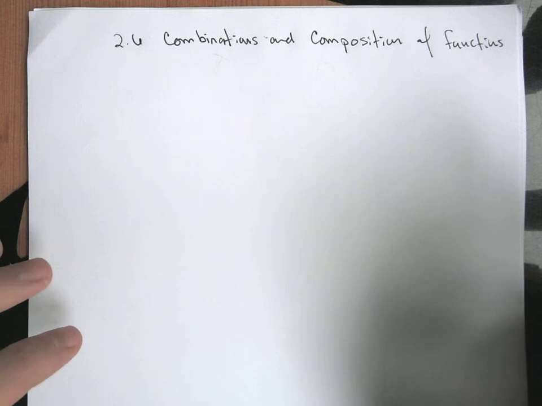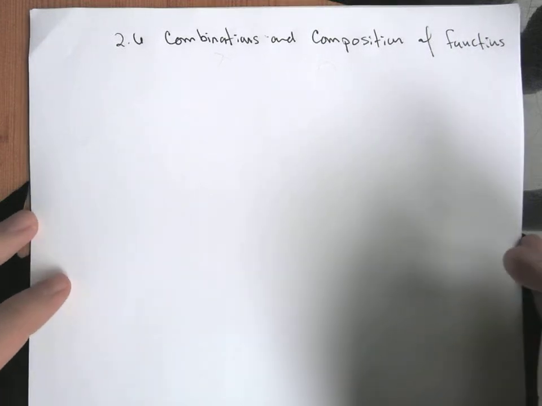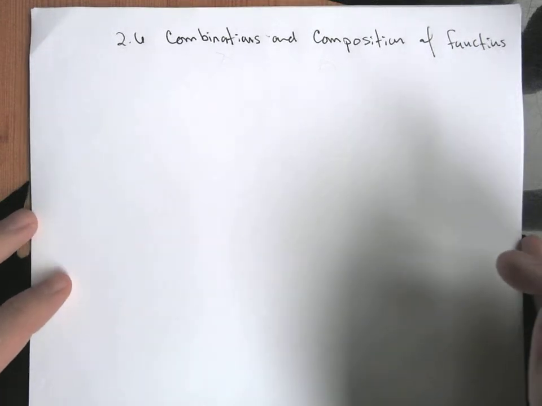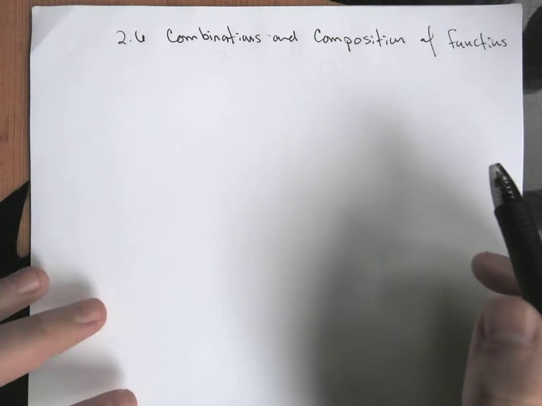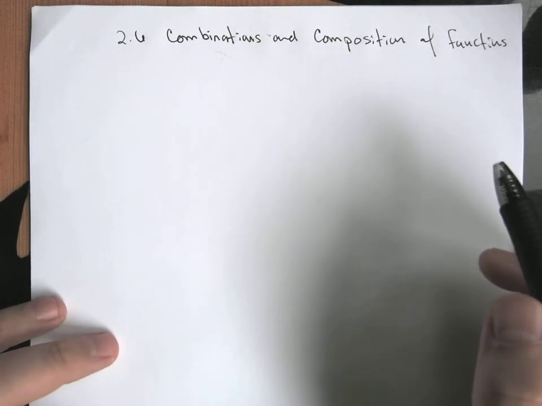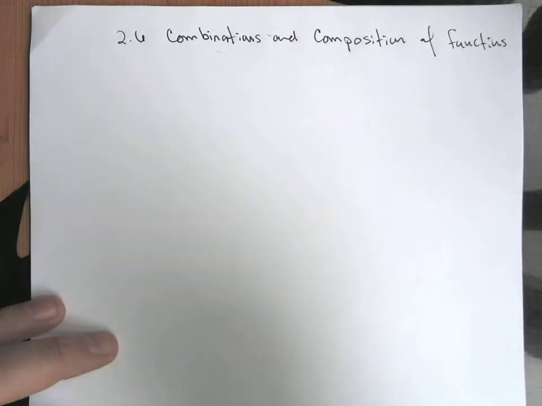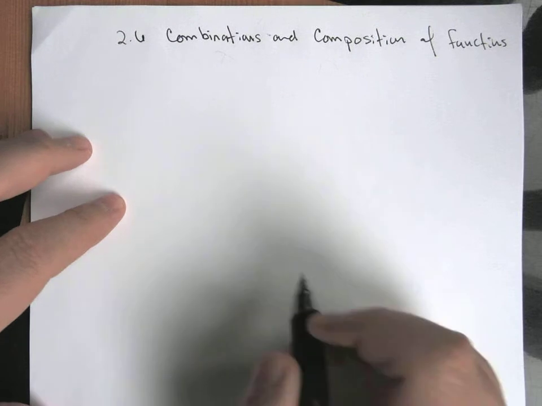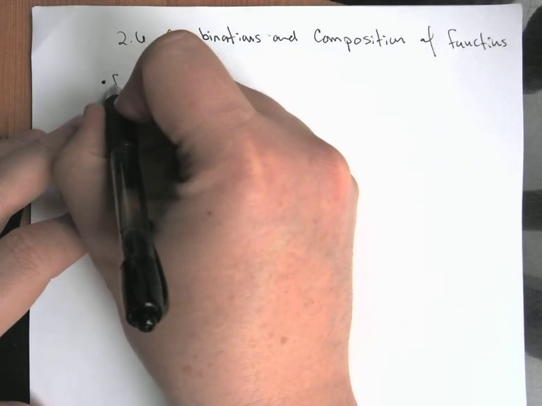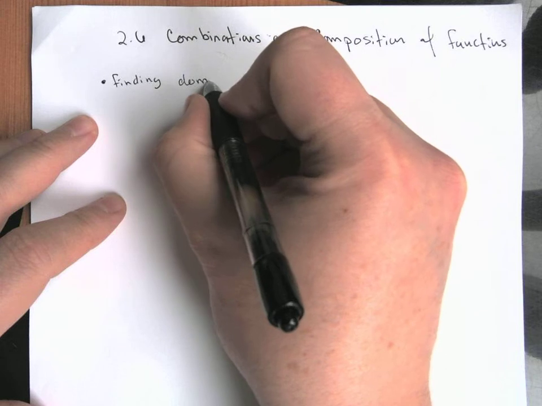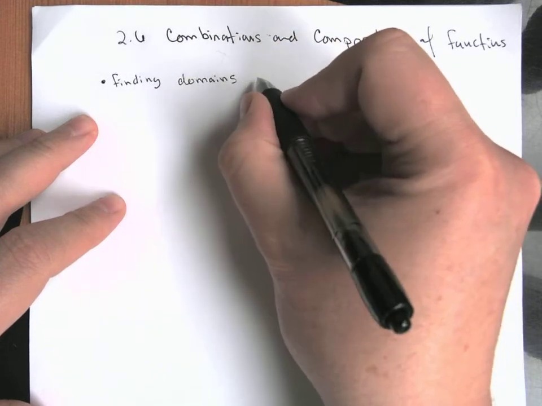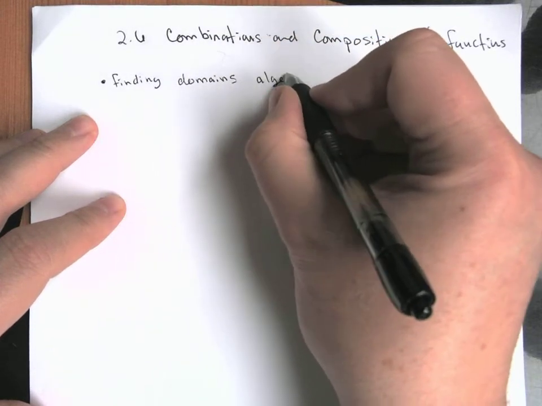The next thing we're going to talk about is section 2.6. 2.6 is called something like combinations and composition of functions. So this is going to be different ways to, well, combine functions. But before we do that, there's a brief sort of setup piece, which is about finding the domain of a function using algebra. So we'll call this finding domains algebraically.